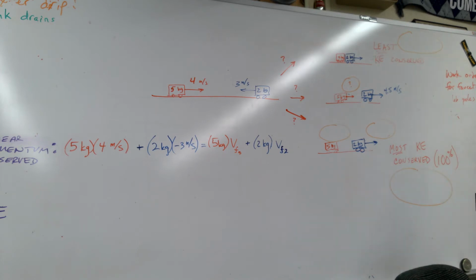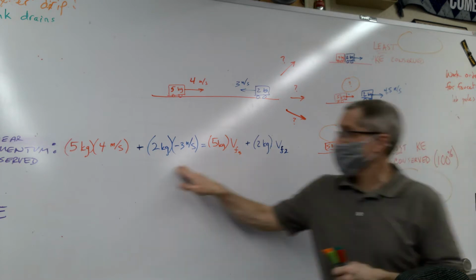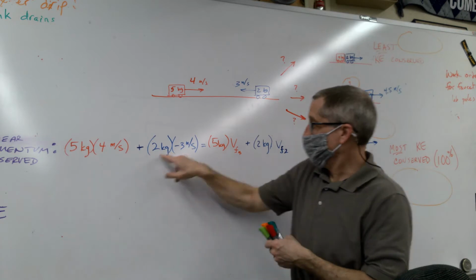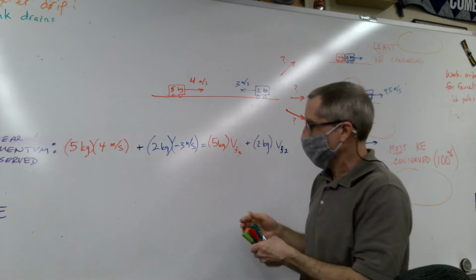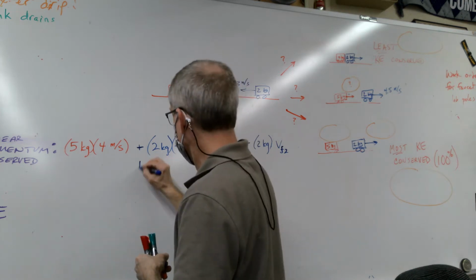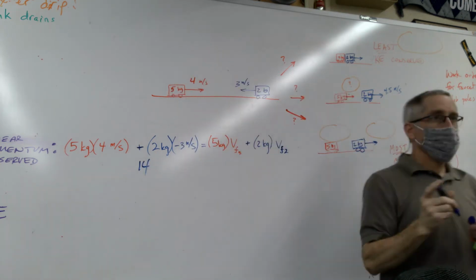Okay. The momentum is the same at the end. Well, the total momentum is the same as this. And what is that number? That's, I can do math, right? 20 plus 20 plus minus 6. Okay, so we're looking for 14? 14 units of momentum. I'm not writing units down.